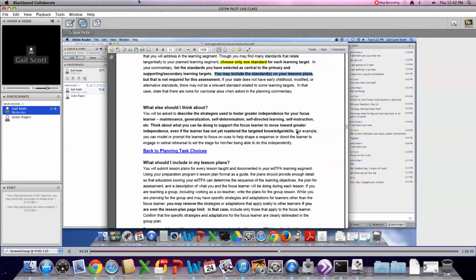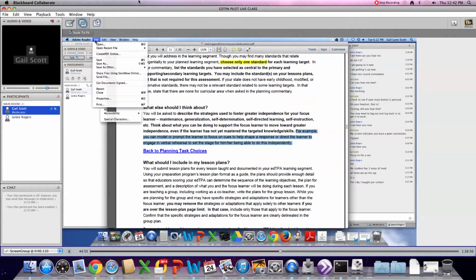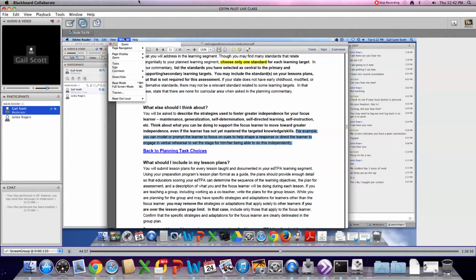This example, and I wish I had, let's see if I do. Now, I wish I had to draw the line through.